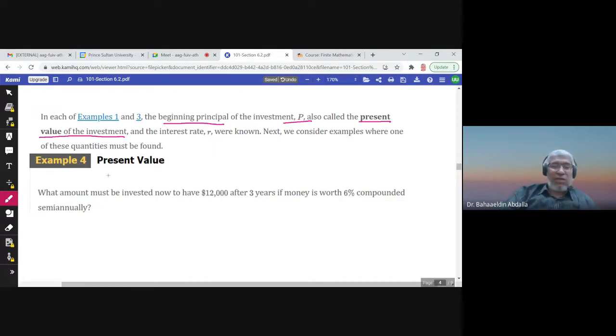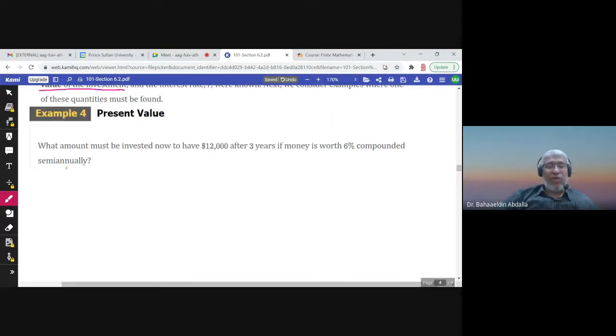So let us have some questions. What amount must be invested now? So he's asking about P. To have 12,000, so this is S. After 3 years, this is T. If the money is worth 6%, so this is R. Compounded semi-annually, so this is M.